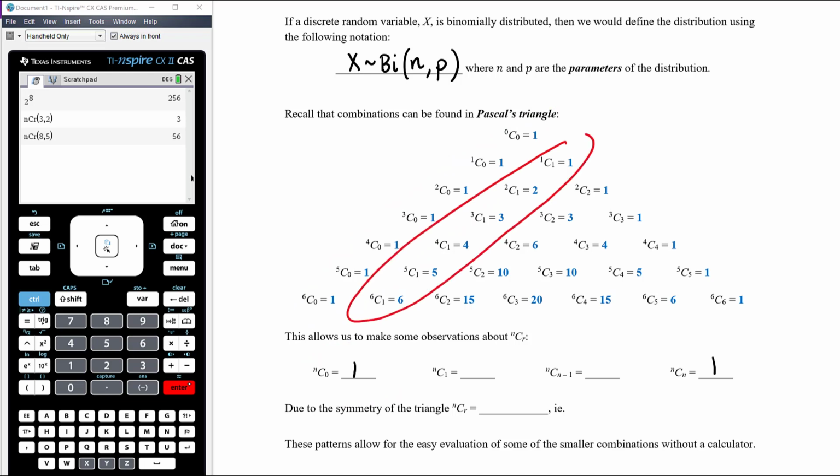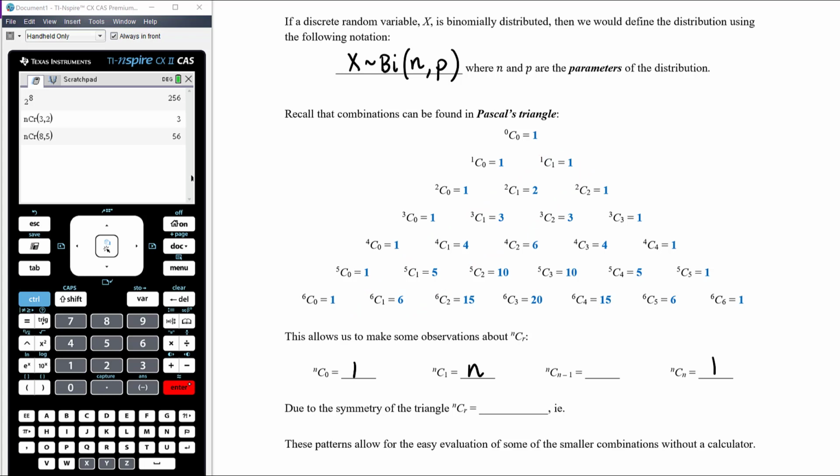If we then look at the next row in, anything choose 1 is always going to be equal to itself. So 1 choose 1 is 1, 2 choose 1 is 2, 3 choose 1 is 3, 4 choose 1 is 4, so n choose 1 is n. If you have n objects and you want to select one of them, there are n ways of doing that. You could choose each of the n objects.